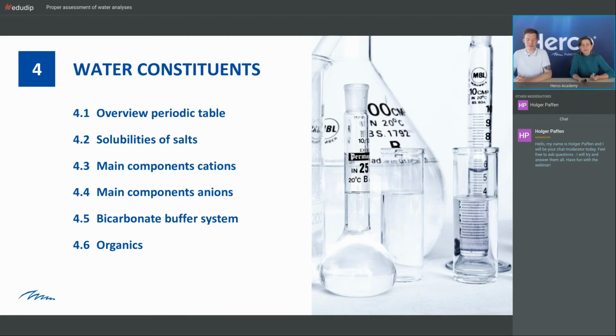Now we'll have a look at the water constituents. We'll look mainly at the salts, really. That's the main focus. After a quick look at the periodic table, we'll have a look at solubilities because that's an important topic too, but really just very, very basics, no chemical calculations. We'll have a look at the main components of the cations, what we find usually in the water, main components of anions. And we'll have a look at this bicarbonate buffer system because that's quite important as well. And we'll just quickly have a look at organics and what effect they have on the engineering.